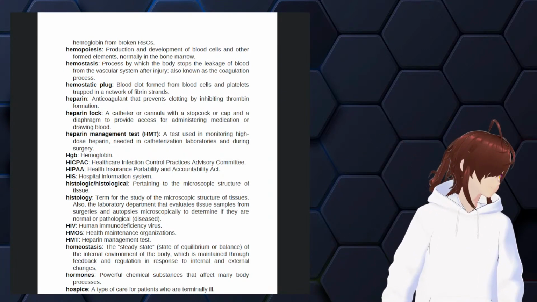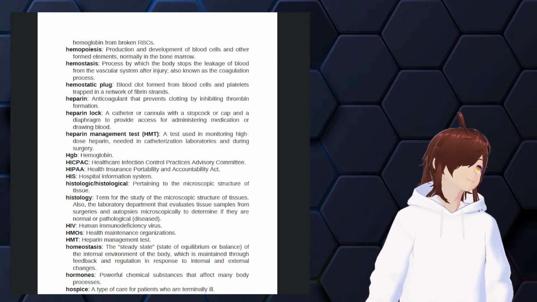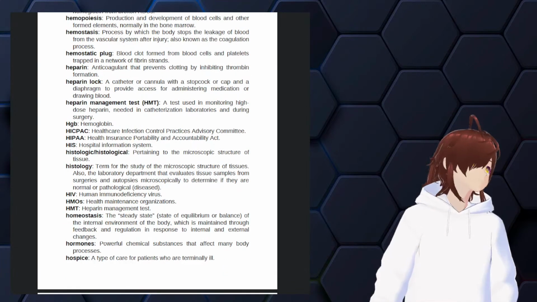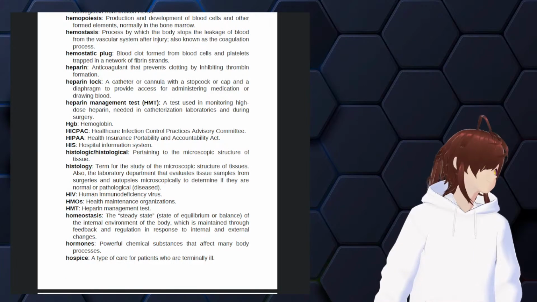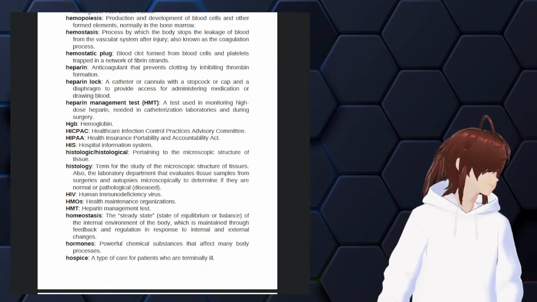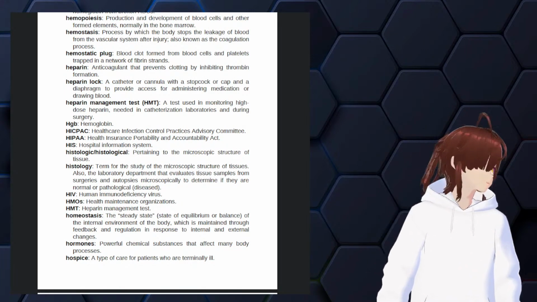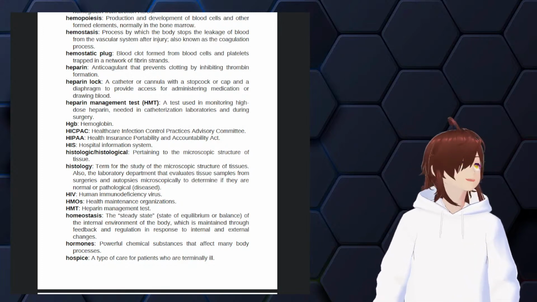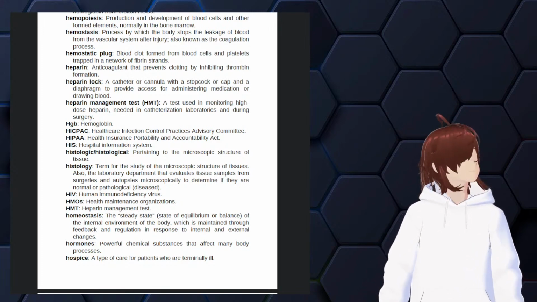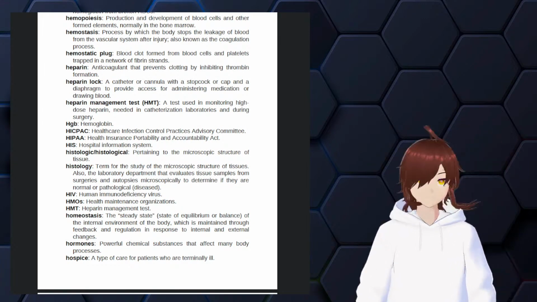Heparin, anticoagulant that prevents clotting by inhibiting thrombin formation. Heparin lock, a catheter or cannula with a stopcock or cap and a diaphragm to provide access for administering medication or drawing blood. Heparin management test, HMT, a test used in monitoring high-dose heparin, needed in catheterization laboratories and during surgery. HGB, hemoglobin. HICPAC, Healthcare Infection Control Practices Advisory Committee. HIPAA, Health Insurance Portability and Accountability Act.